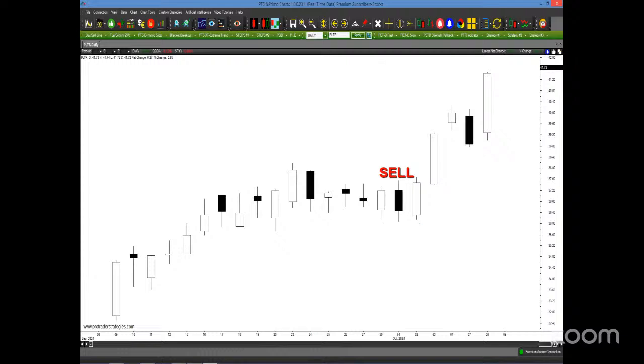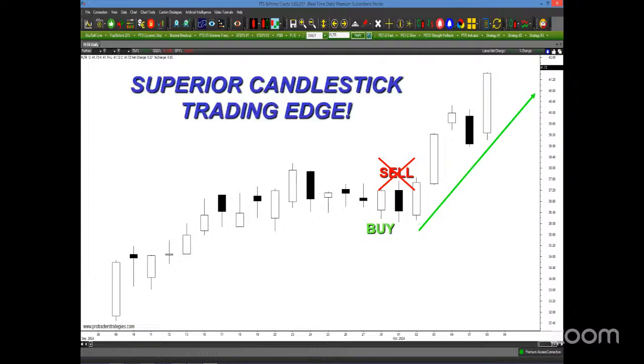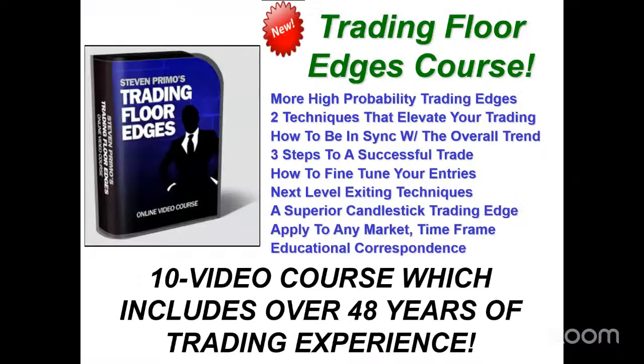I will show you a super edge to trading candlesticks where you would not have sold here at all. In fact, based on the bar before that bar, you would have actually been buying, and you could have taken advantage of that nice little upward move. So this is the superior candlestick trading edge that you will learn in the course. This is just one of the dozens of things we teach you in this 10 video course.